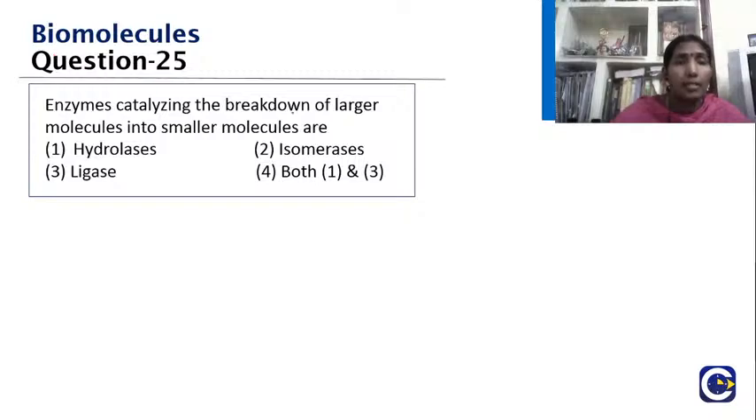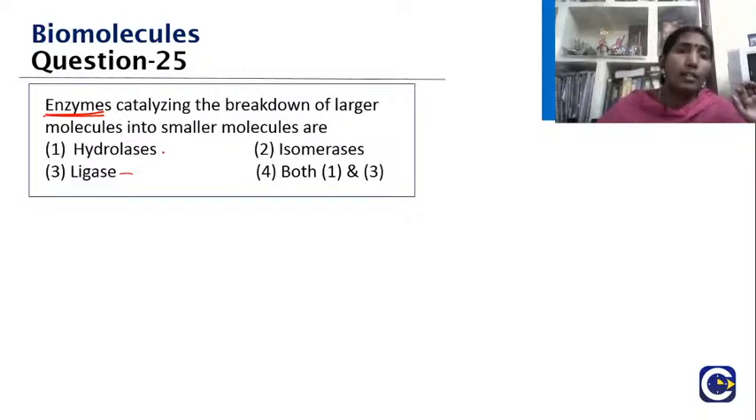The enzymes catalyzing the breakdown of larger molecules into smaller molecules are called hydrolases, isomerases, ligases, both 1 and 3. Now we are talking about enzymes. Some enzymes help in breaking down the bigger one to smaller one. What are they called? First we will see ligase. Ligase is an enzyme which is used to link or join both molecules. What about isomerases? A good example is glucose and fructose. Those isomers have a stereomeric configuration, right? But they are the isomerases.